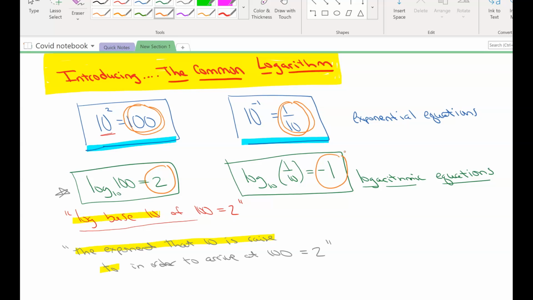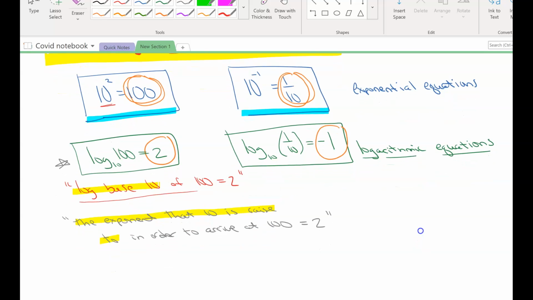Okay. Now you may wonder why, when will we need this? Who cares? You have to hold on that. We're just learning a brand new language. Okay. Log base 10 of 100 equals 2. That means the same thing as the exponent that 10 is raised to in order to arrive at 100 equals 2. Now, you're probably wondering, well, Ms. Yam, what about 3 squared equals 9, or 4 squared equals 16, or 2 cubed equals 8? What about other bases besides 10? Will we ever look at other bases besides 10?